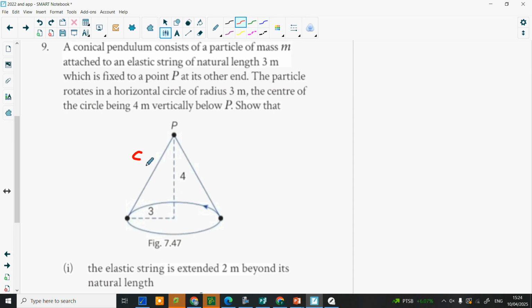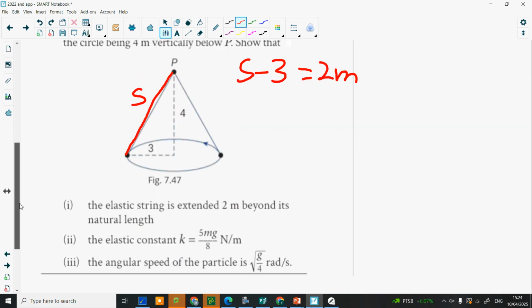We're just going to do Pythagoras' theorem. And what length is the string then? Would you all agree with 5? And what's 5 take away the natural length of 3? 2. Is everybody happy with part 1? Happy enough with part 1? Okay, great.